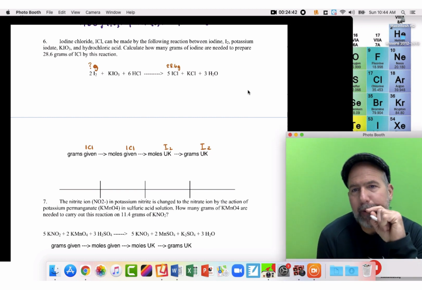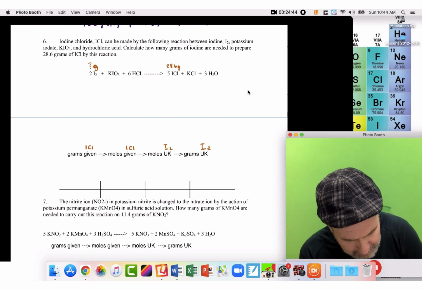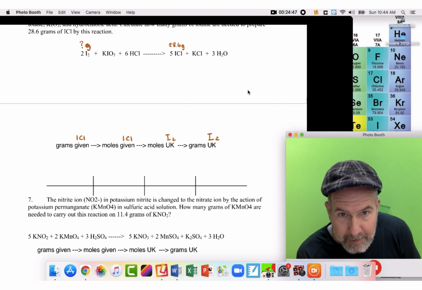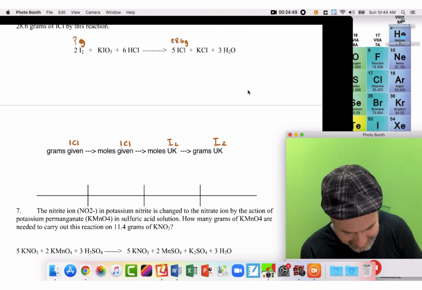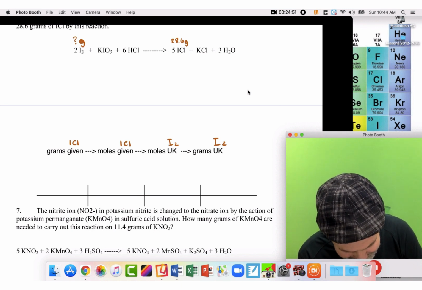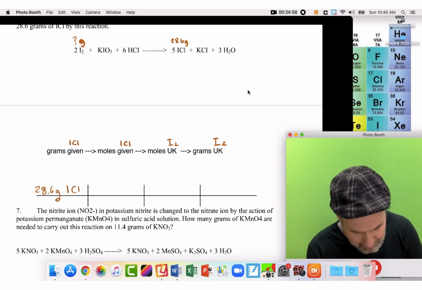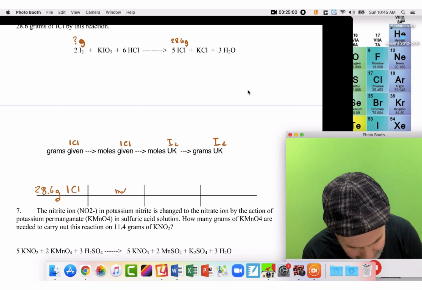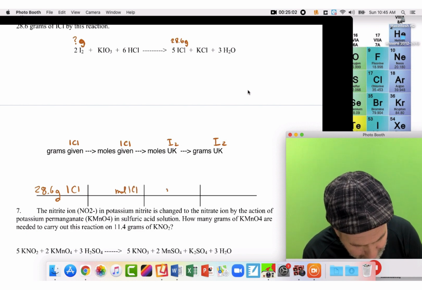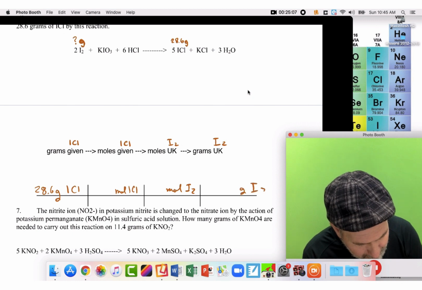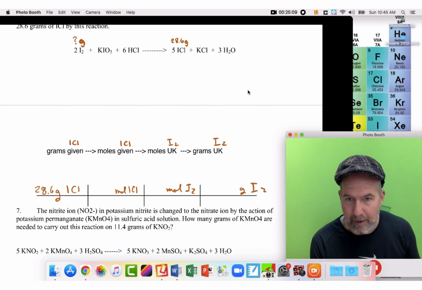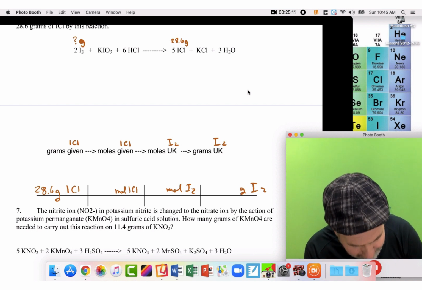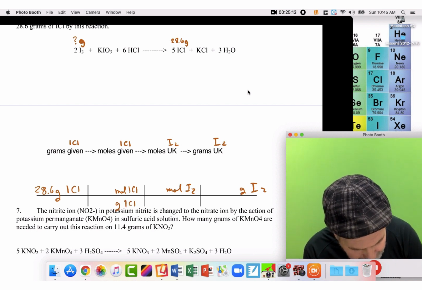Okay. So here we're at this now. So we start with our givens. So we have, now it's really small and I can hardly see it. Let me make it a little bigger. So we have, I know, high maintenance today, huh? 28.6 grams of ICl. Right? From here on out, follow your pattern. Right? Follow the pattern. Cross out. Follow the pattern.